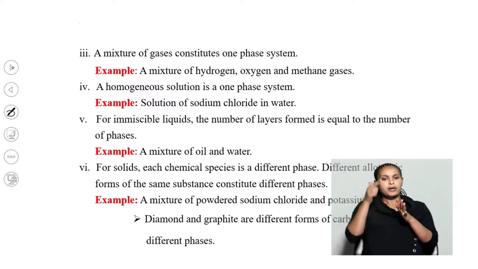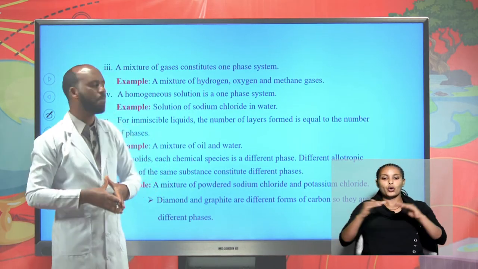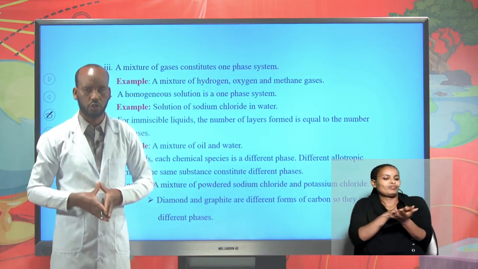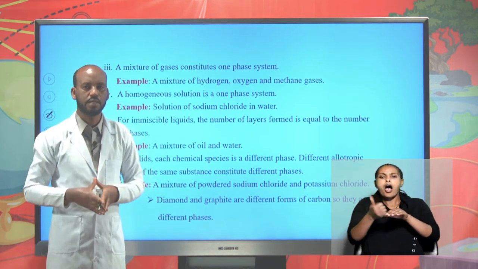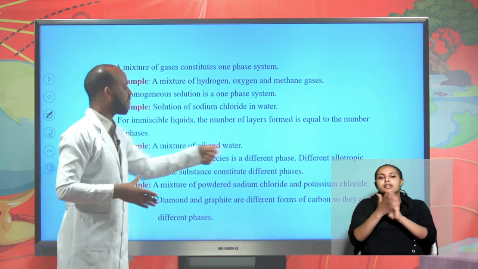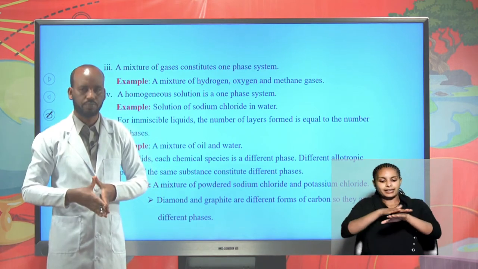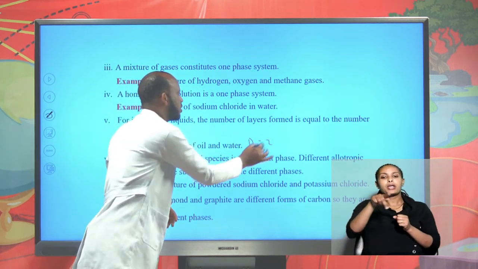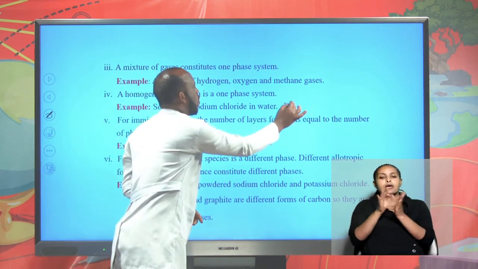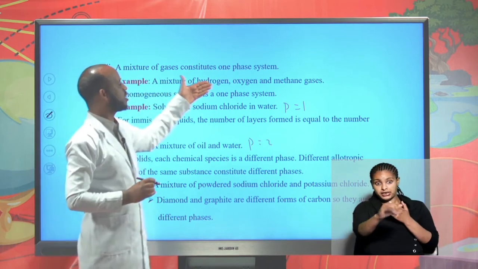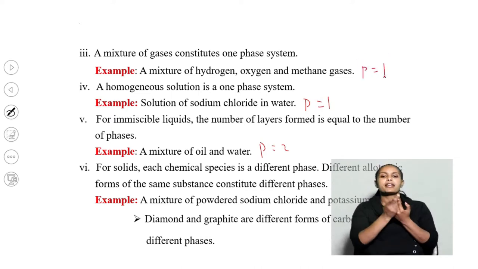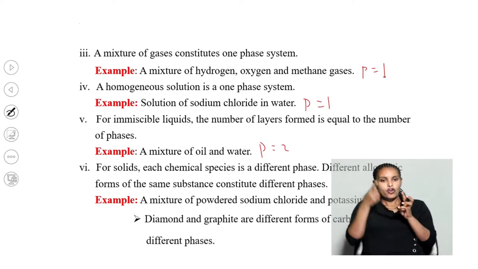5. For immiscible liquids, liquids which cannot dissolve in each other, the number of layers formed is equal to the number of phases. Take a mixture of oil and water. Oil and water are immiscible liquids. They form layers. How many layers? Two layers are formed. Therefore, the number of phases equals the number of layers formed. For this system it is two, a two-phase system, P equals 2. For a mixture of hydrogen, oxygen, and methane gas, which is homogeneous, P equals 1. It's a one-phase system.